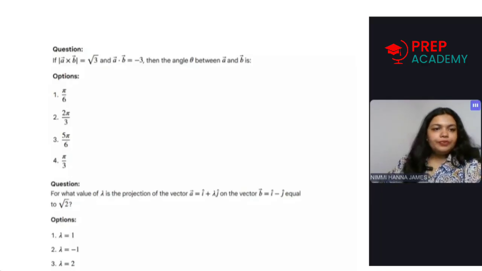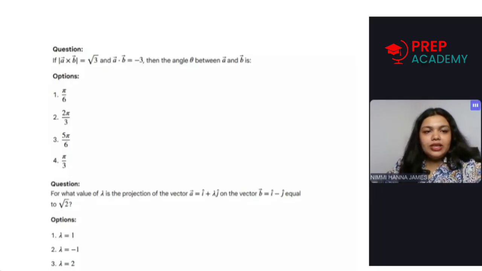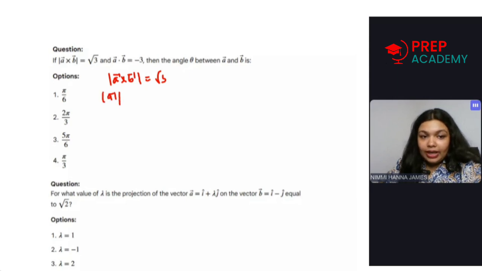The next question: if mod A cross B is equal to root 3, it is given. A dot B is equal to minus 3, that's also given. Now we want to find the angle theta between vectors A and B. We know A cross B is equal to root 3. From the definition, A cross B is mod A mod B sin theta, and that is equal to root 3. That is equation number 1.